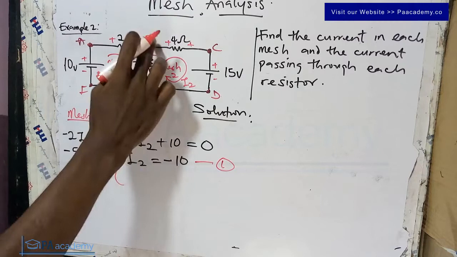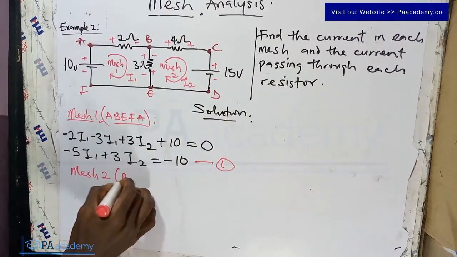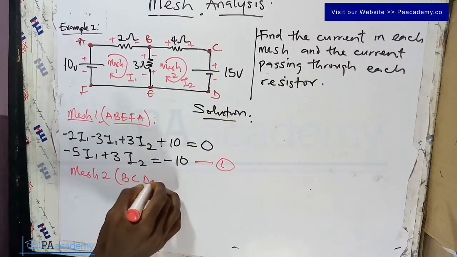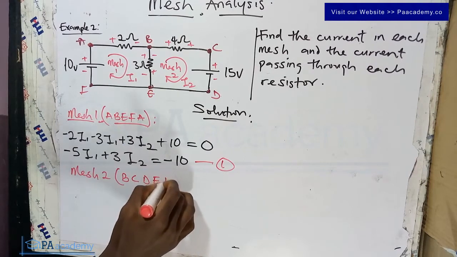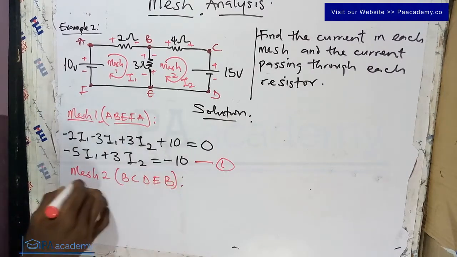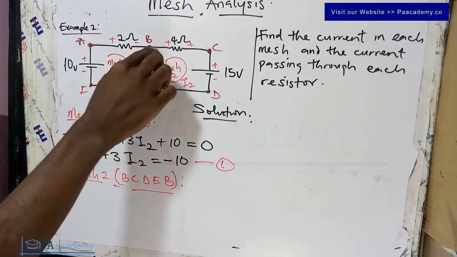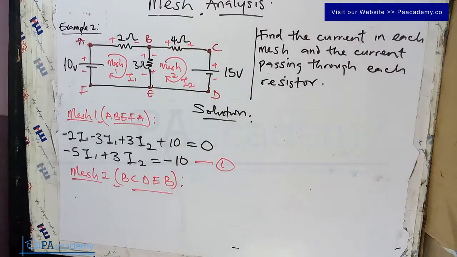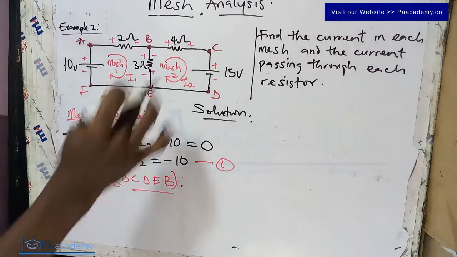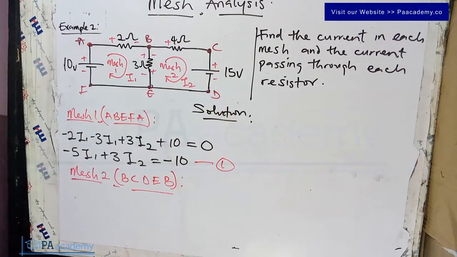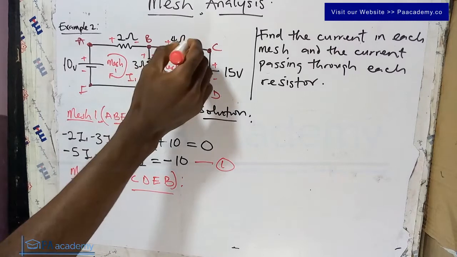So for mesh 2, the path is B, C, D, E and then B. So this is the path that we are considering for mesh 2. Now let's start from point B. This is the first element we are coming across, which is the 4 ohm resistor. Sorry, this is supposed to be minus, plus, minus.